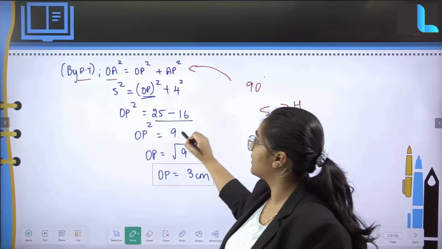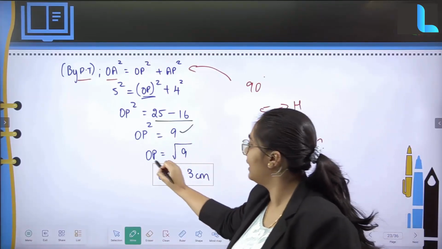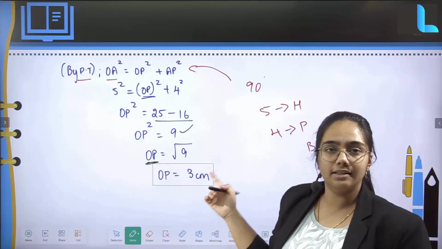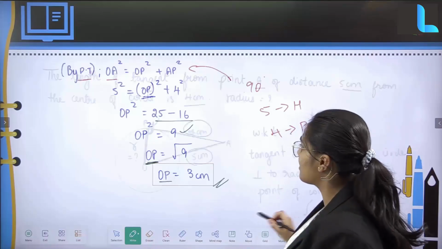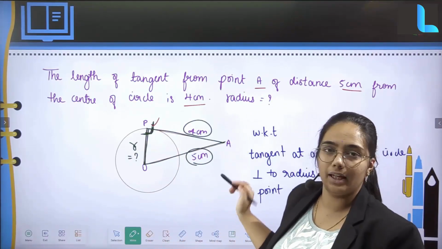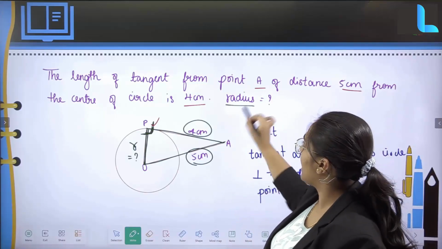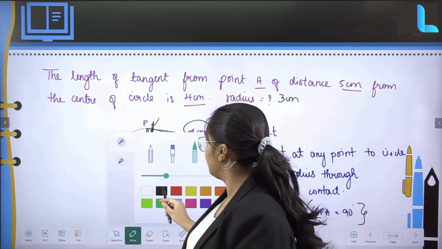So 25 minus 16 is equal to 9, which is nothing but OP square, but I want the value for only OP. So if I consider the square root, I'll be getting 3 centimeters. If you check in the diagram, this OP is nothing but the radius which we had considered. Therefore OP is going to be equal to 3 centimeters. They had asked us to find the radius, that is equal to 3 centimeters.